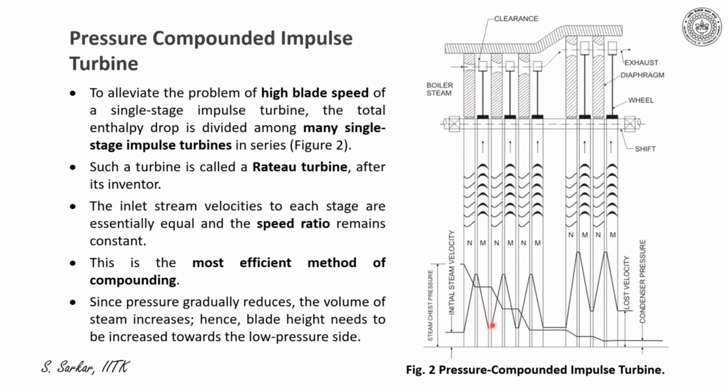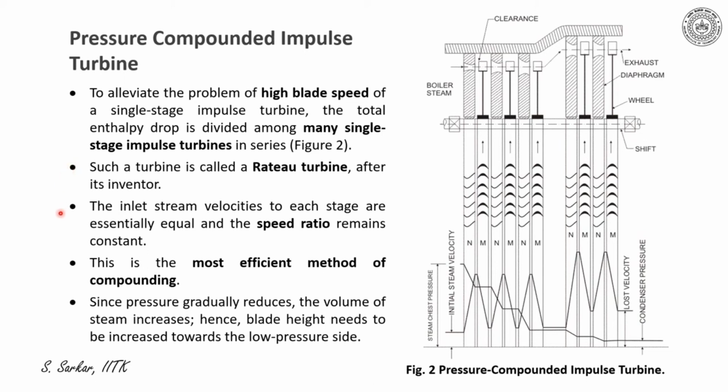Again in the next stage, steam velocity increases and again it decreases in the rotor. If you see, the magnitude of changes remains same in every stage. So ultimately it leads to the low exhaust velocity and the rotational speed also decreases. Such a turbine is called Rateau turbine, after the name of the inventor.